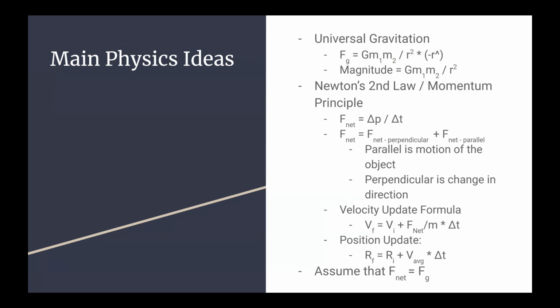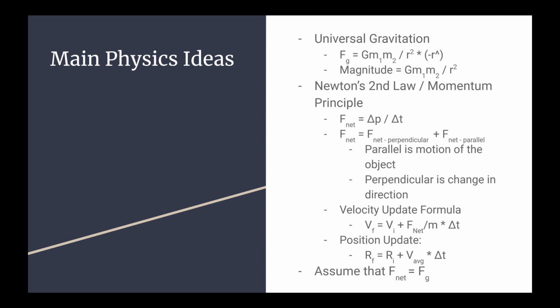We've also got the universal law of gravitation. F sub g is equal to the gravitational constant times m1 times m2, all divided by r squared times negative r hat, and the magnitude of F sub g. We also have Newton's second law, or the momentum principle, which is F net is equal to the change in momentum over the change in time. In addition, F net can be broken into its two components, the parallel and perpendicular component, as well as the velocity update and the position update formulas as we've seen before.